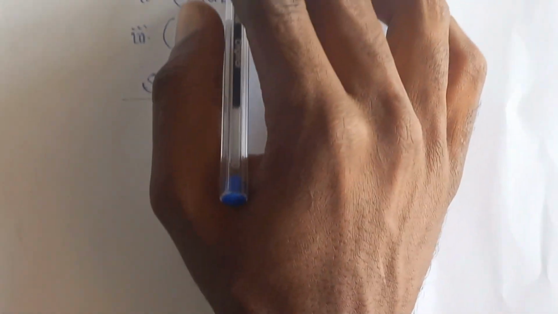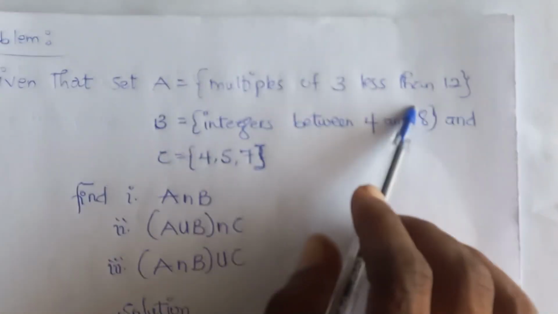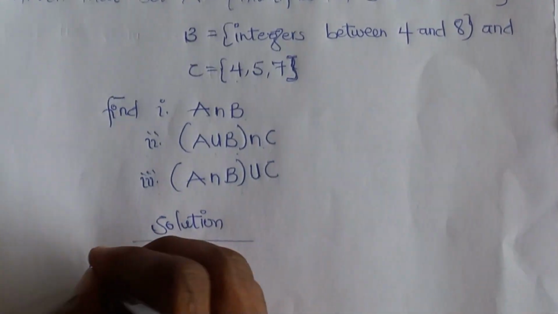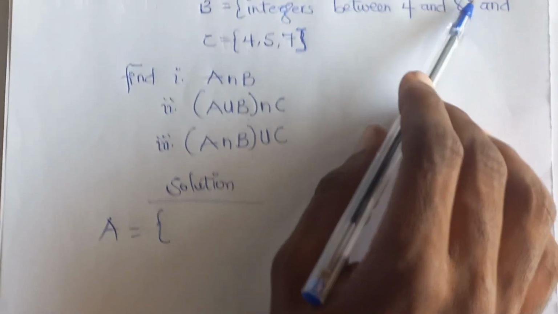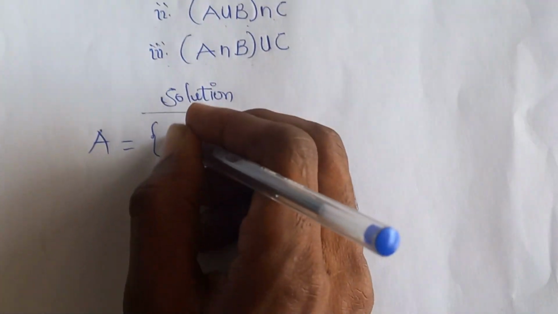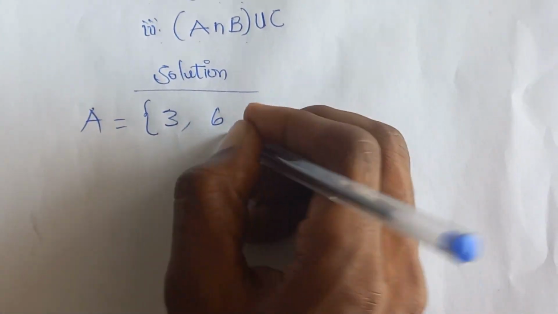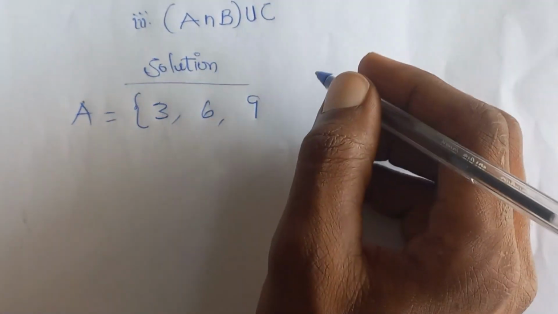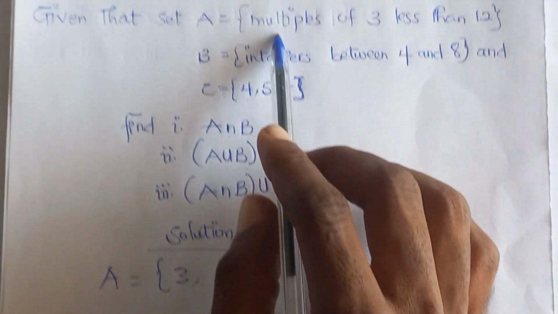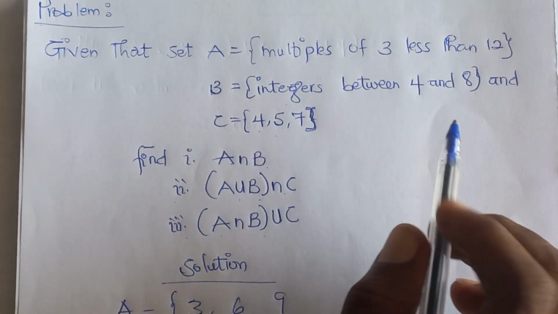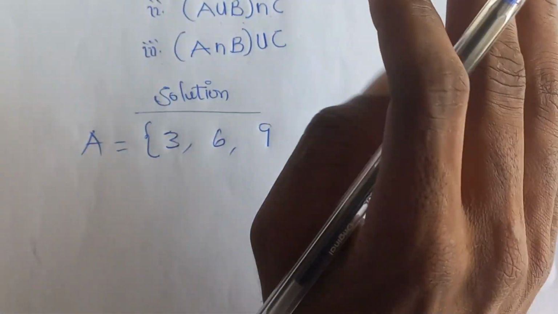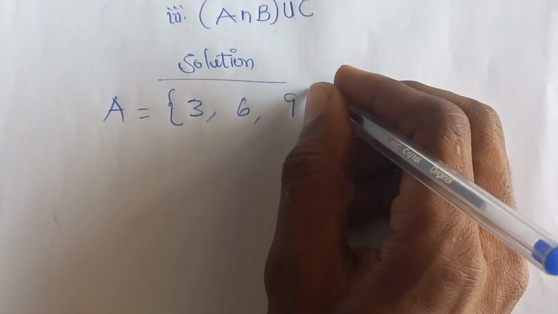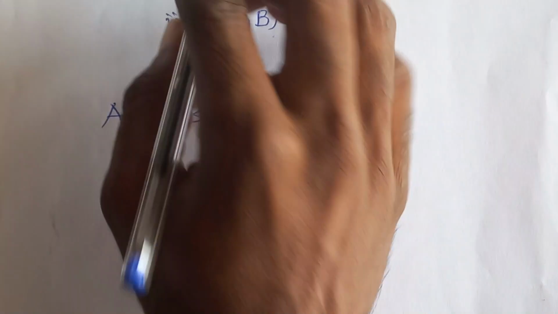So A is the set of multiples of 3 less than 12. So we start from 3, get 6, get 9. The next number will be 12, which we can't add because we are looking for multiples of 3 less than 12. So it must not be up to 12. It should be less than.